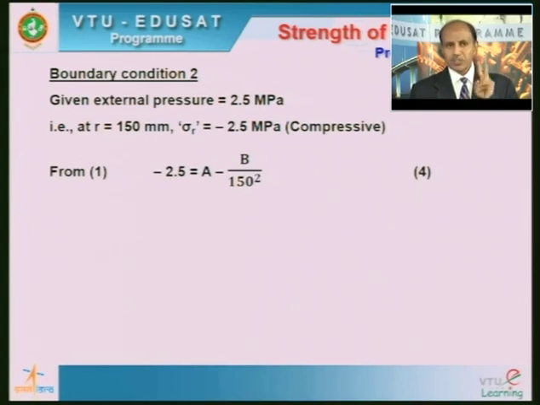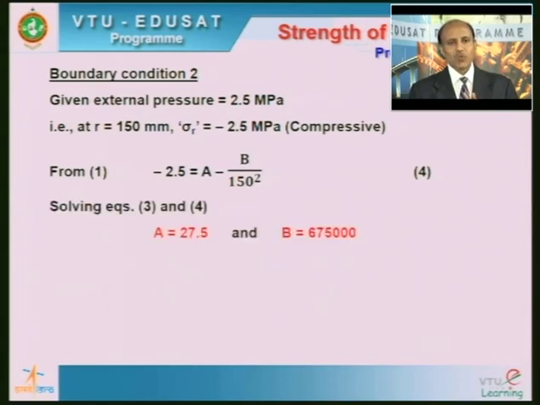So, I got two equations and two unknowns. I solve and get the values of a and b. The values of a and b you are seeing on the screen: a is 27.5, and b is a very large number, 675 followed by 3 zeros.